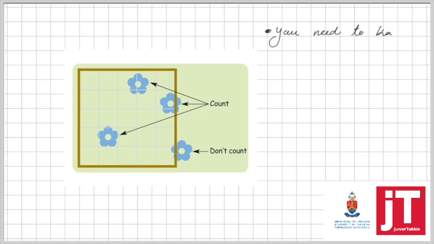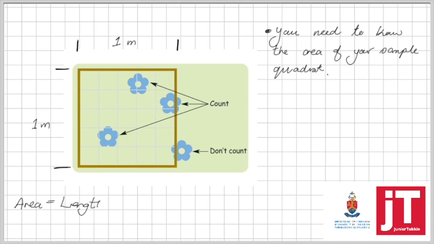So we need to know the area of our sample quadrat, and in this case I'm just giving it a random measurement of 1 meter by 1 meter, which is generally the norm when it comes to a sample quadrat when we're measuring something like flowers or insects in a larger habitat area. To measure the area, we take the length times the breadth, which is 1 meter by 1 meter, and that gives me a sample quadrat area of 1 square meter.